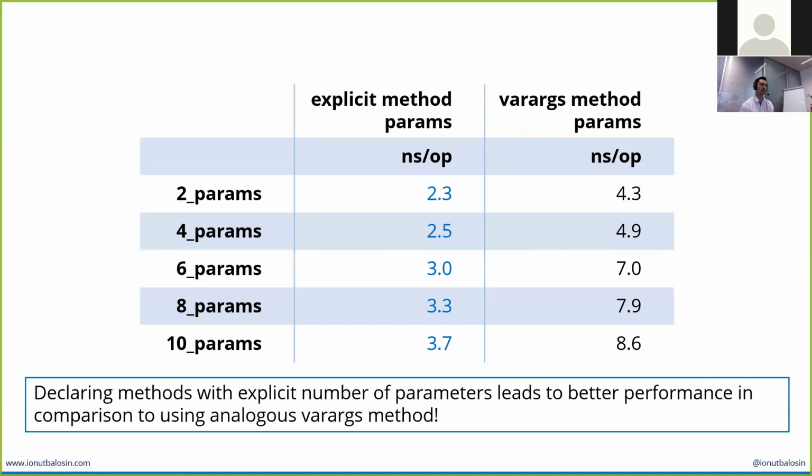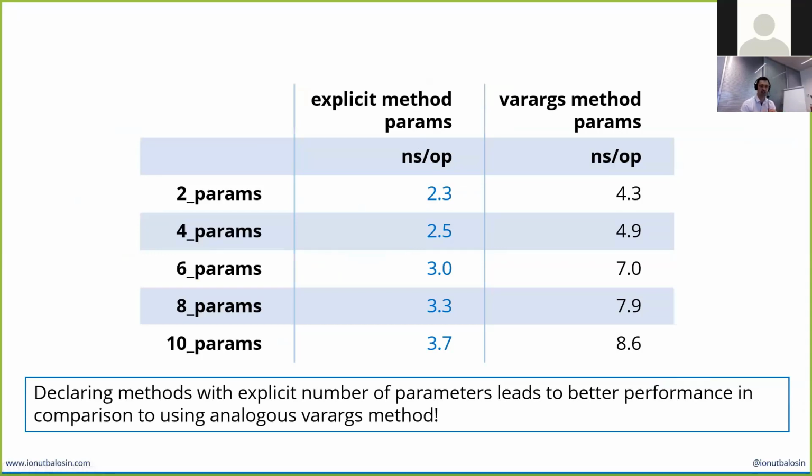I created different methods having an explicit number of parameters versus a variable number of arguments. As you can see here, the blue figures are the better ones in all the cases: invoking a method having explicit parameters versus invoking a method having varargs. It's always better. So that's why the Oracle guys, being smart, decided to add this trick in the JDK library.